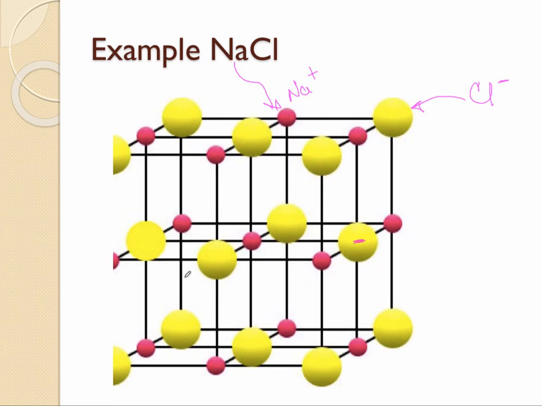It forms this whole big structure. So I don't have just one sodium and one chloride. I have many, many sodiums surrounded by many, many chlorides. And I get this crystalline structure, also sometimes called a lattice structure, because it kind of looks like a lattice fence with the cations and anions in the crosses of that lattice fence.